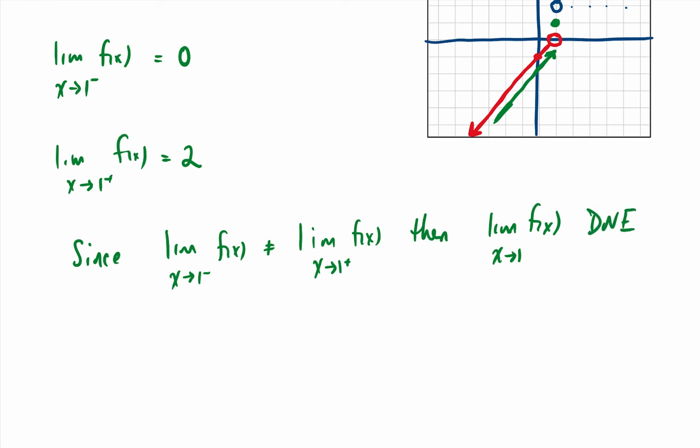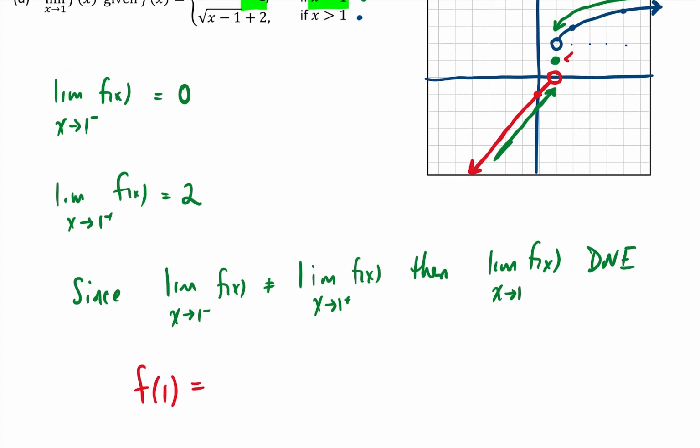However, this function does have a value at 1. What is f at 1? Well, if you look at the graph, f at 1 is right here. And f at 1 is equal to 1. So this function exists for all x. However, the limit does not exist at x equals 1.